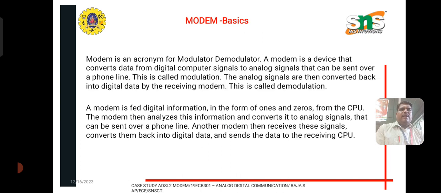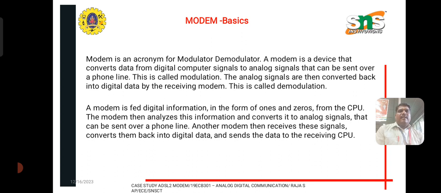Next we are going to see the modem basics. A modem is an acronym for modulator and demodulator. A modem is a device that converts data from digital computer signals to analog signals that can be sent over a phone line, that is, a telephone line. This is called the technique of modulation. The analog signals are then converted back into digital data by the receiving modem. This is called demodulation. So at a modem we can apply both methods, modulation and demodulation.